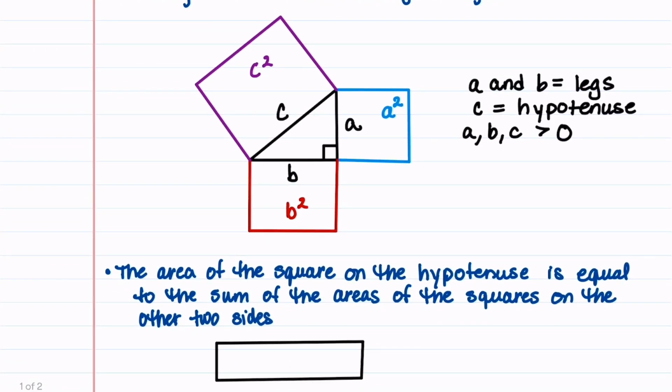The area of the square on the hypotenuse, that means C squared, is equal to the sum of the areas of the squares on the other two sides. And we can write that algebraically like this. We would say that A squared, the area of one side, plus B squared, the area of the other side, is equal to C squared, the area of the square off of the hypotenuse.